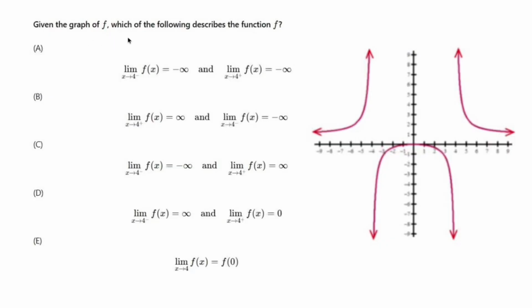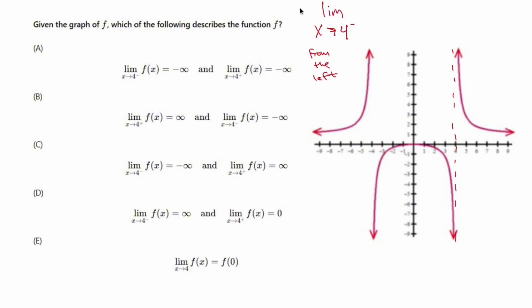Given the graph of f, which of the following describes the function f? So we're looking at these options and they want left-handed and right-handed limits at 4. When you see something like the limit as x approaches 4 with a little negative, that means from the left. You are approaching 4, which is right here. And by the way, 4 appears to be a vertical asymptote. You are approaching 4 from the left.